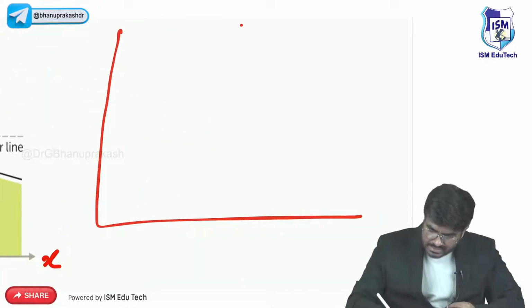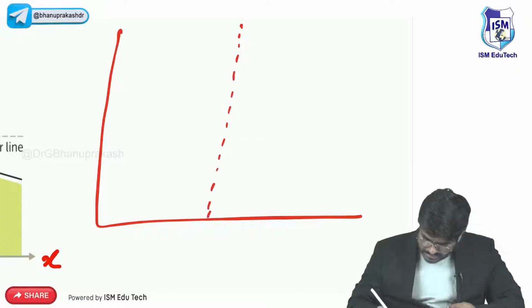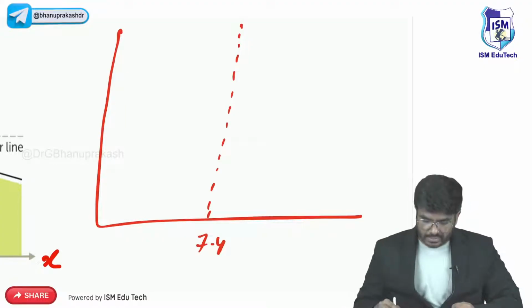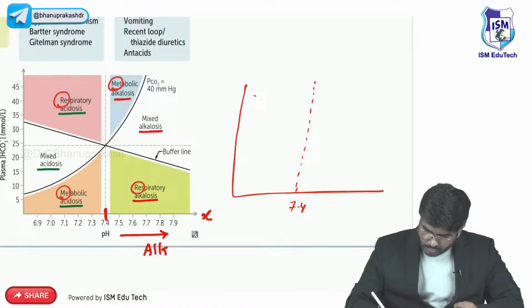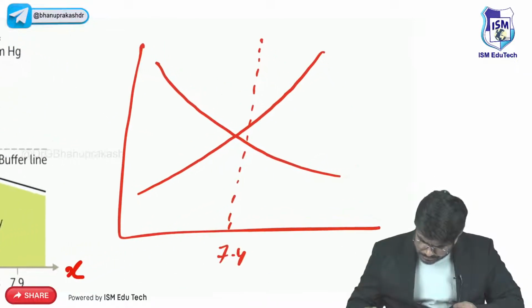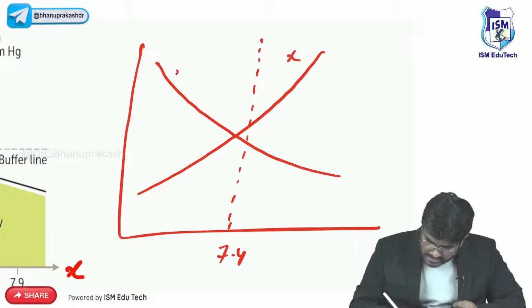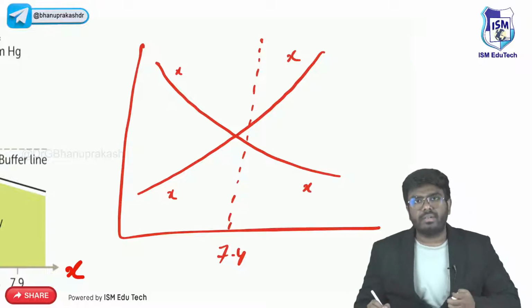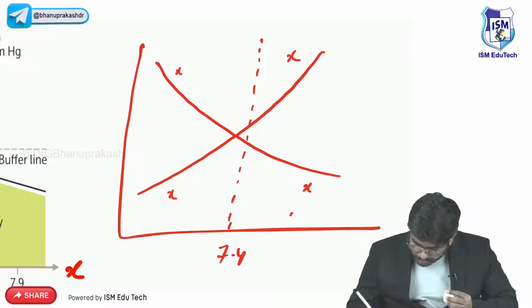graph like this, let's take this as the median point, 7.4. In your exam, they will give you an X something like this, or an X something like this. They will ask you what is happening here, or here, or here. Now you know after 7.4, what you should write?